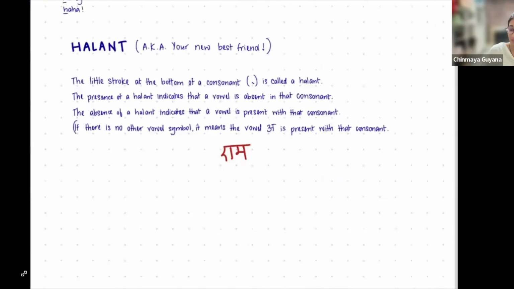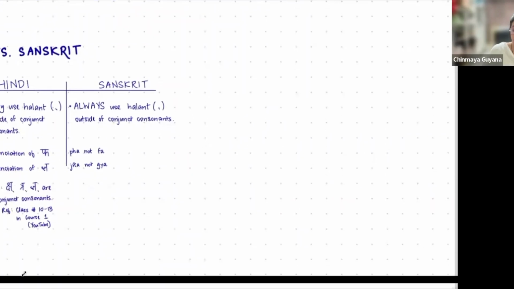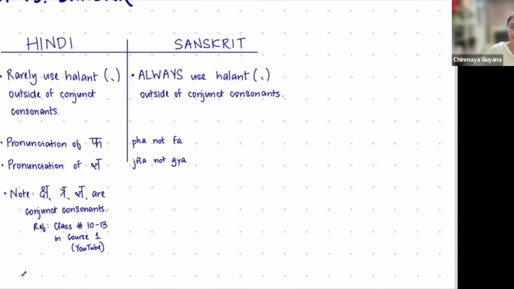Okay? Now, a couple more things, three last things. In Hindi, the halant is rarely used outside of conjunct consonants, but in Sanskrit, we always use it. Then the pronunciation of this sound, I noted, is different in both languages. The pronunciation of this sound is also very different. In Hindi, you'll say gya. In Sanskrit, it is nya. It is not gya, it is nya.